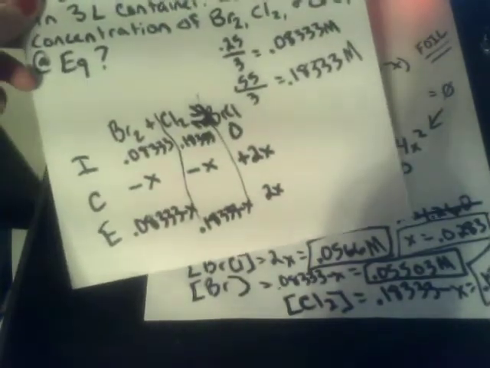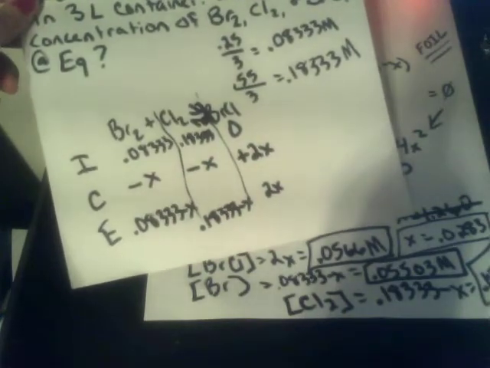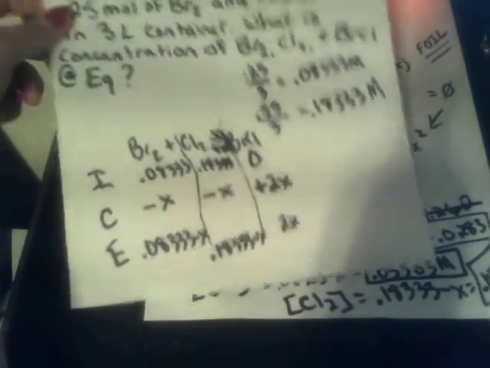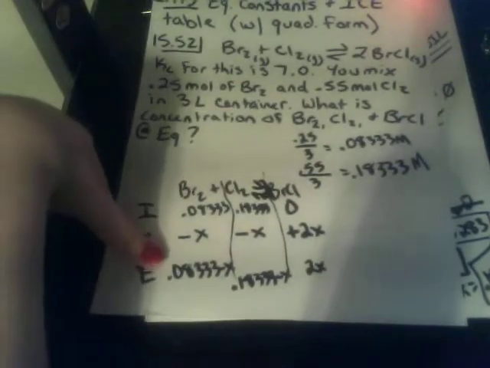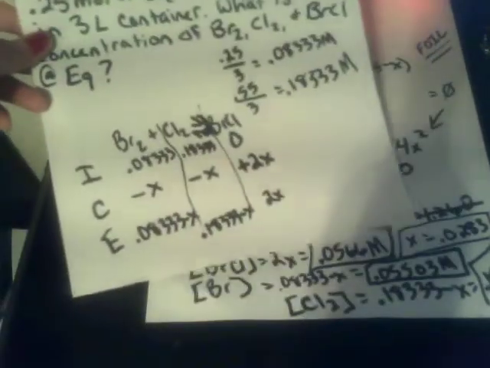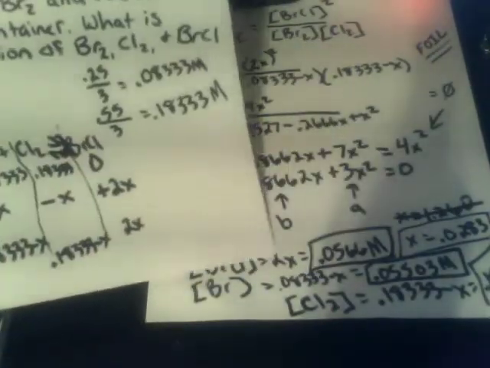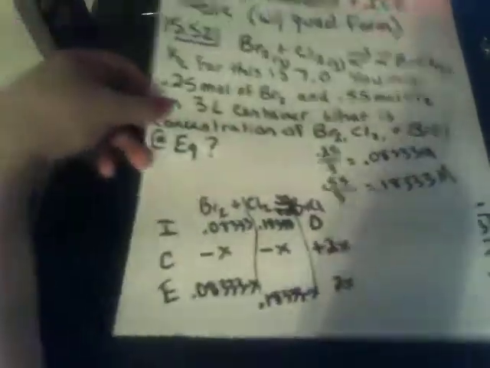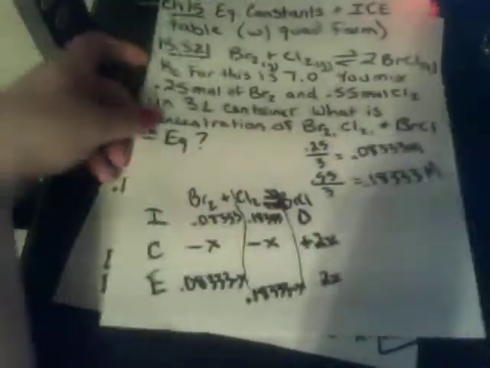There's no way that we could be subtracting 1.26 molarity since our initial concentrations were so small. So only the second answer made sense. So then we just went ahead and plugged those into our equilibrium concentrations, and we found our concentrations.